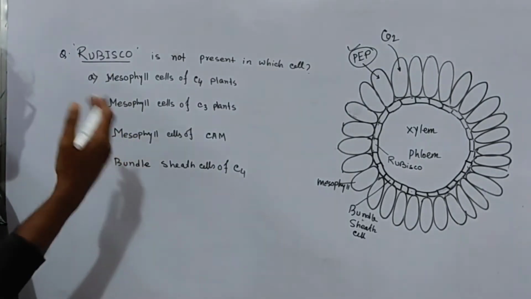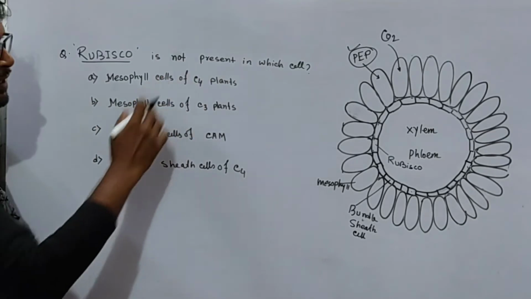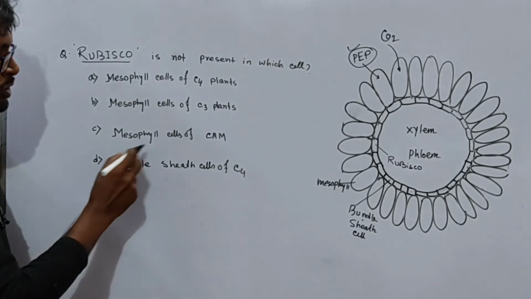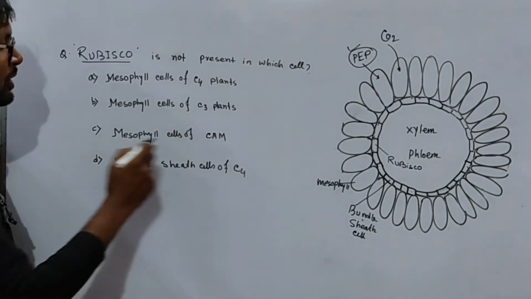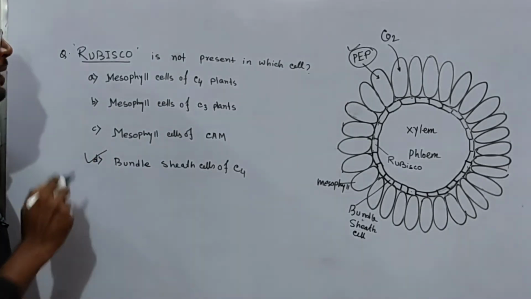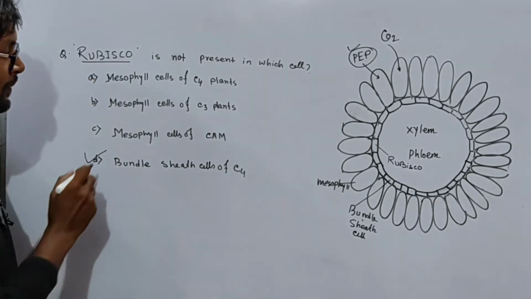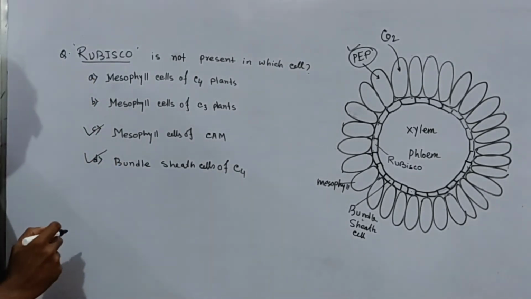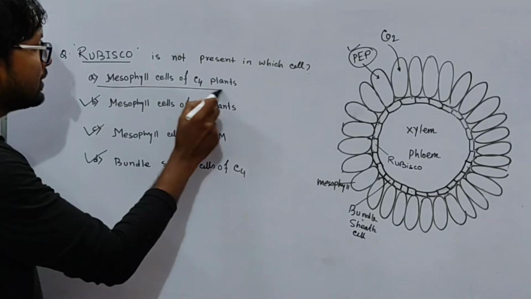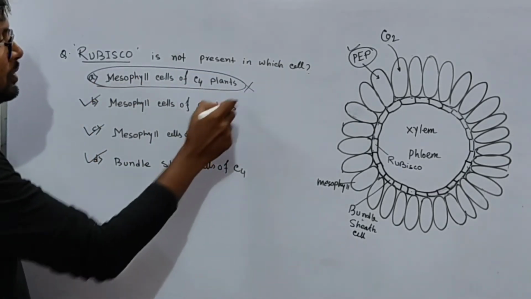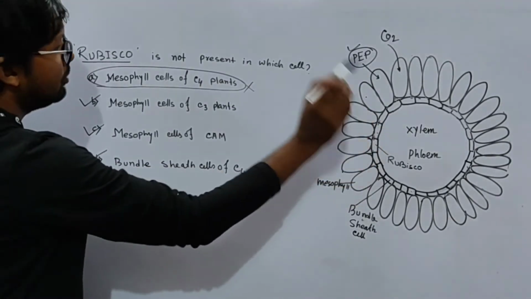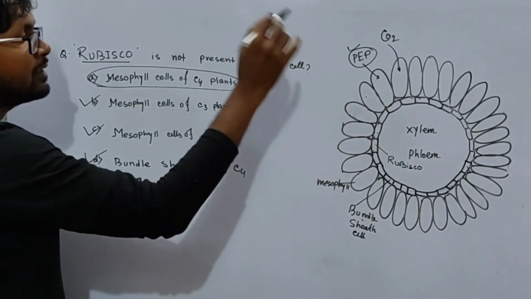Again, this kind of question appears on C4 plants: the rubisco enzyme is not present in which cell? Mesophyll cells of C4 plant, mesophyll cells of C3 plants, mesophyll cells of CAM, or bundle sheath cells of C4 plant. Rubisco enzyme is present in bundle sheath cells of C4 plants, but the question asks where it is not present. Mesophyll cells of CAM plants also have it, and mesophyll cells of C3 plants also have it. But mesophyll cells of C4 plants are devoid of rubisco. Here no rubisco is present, and here only rubisco is present. So in C4 plants, mesophyll cells are devoid of, lack, rubisco.